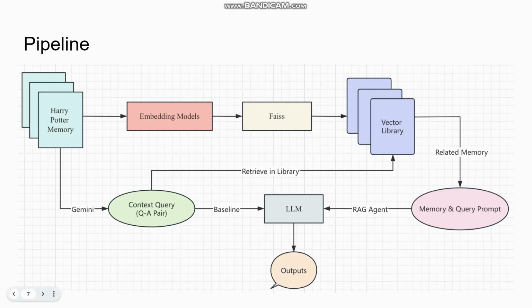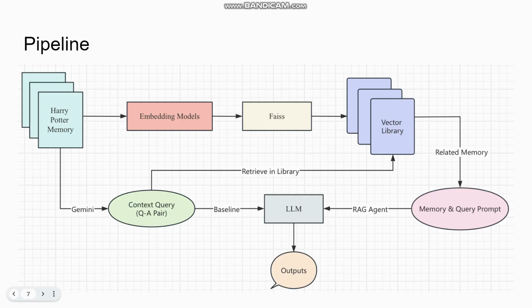For this part, we talk about the pipeline of our work. Our work consists of three parts. The first part is about memory library construction. First, we use embedding models to transform Harry Potter memories to vector representations. Next, we index and store the vectors into the library using FAISS.